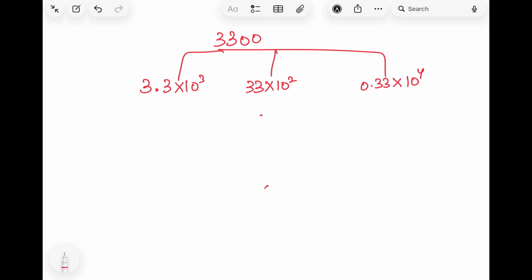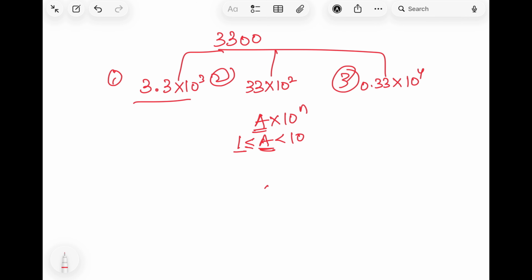Now everywhere it is a into 10 raised to n form only, right? But what was the rule which I told for a? That 1 is less than or equal to a, less than 10. That a should range from 1 to 9. So in which option, option 1, option 2 or option 3, are we satisfying this condition? This condition is being satisfied only in the first one, right? Because 33 is not between 1 and 9, and 0.33 is less than 1, but 3.3 is between 1 and 9.